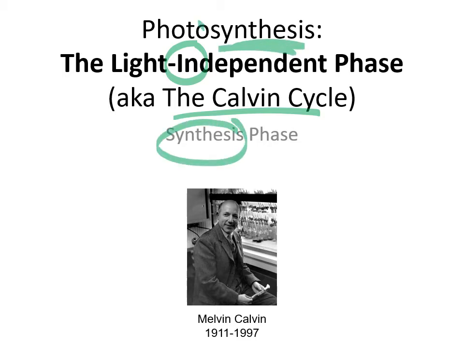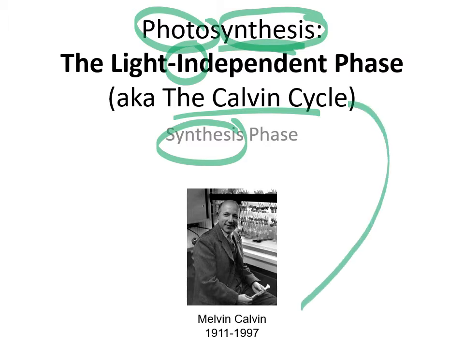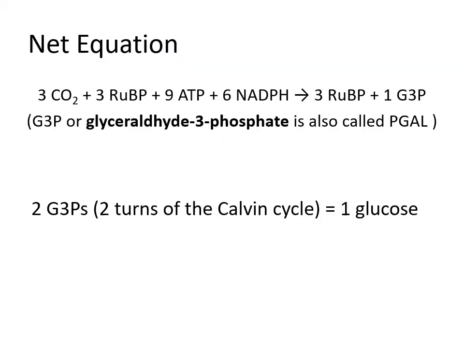We've used the photo phase to generate some ATP and NADPHs. We're then going to be using them to do this synthesis phase where we're actually fixing carbon and storing that energy in the form of a carbohydrate. This is commonly referred to as the Calvin cycle, named after the fantastically named Melvin Calvin.